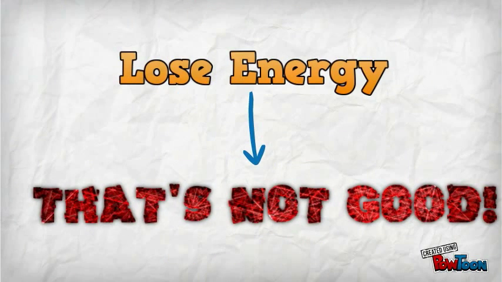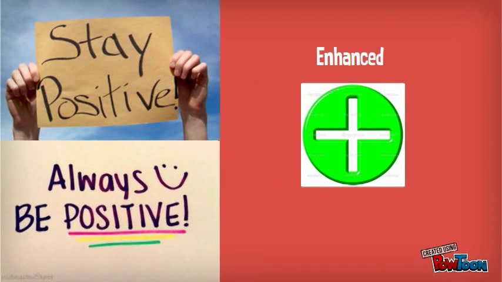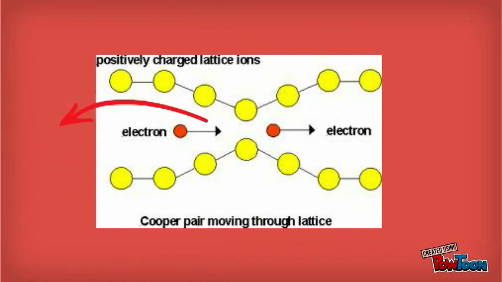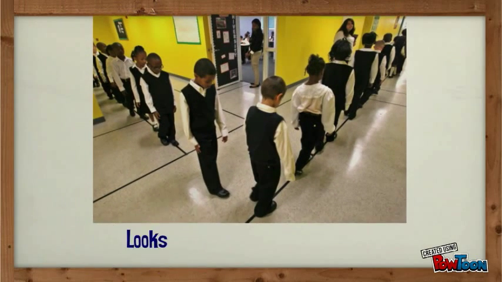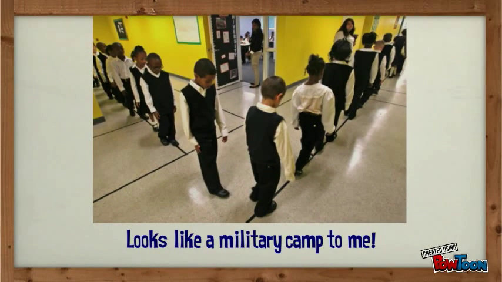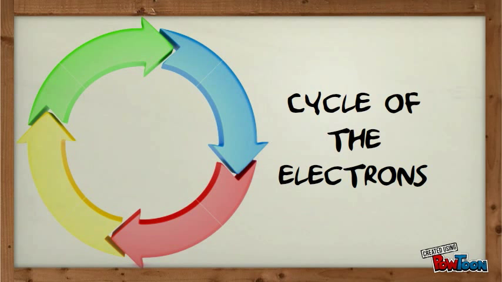As the lattice comes together, it forms a region of enhanced positively charged ions, which draws another electron before it springs back to its original shape. When electrons are linked together in pairs, they move through the superconductor in an orderly fashion. This cycle continues and produces several electrons interlocked together.